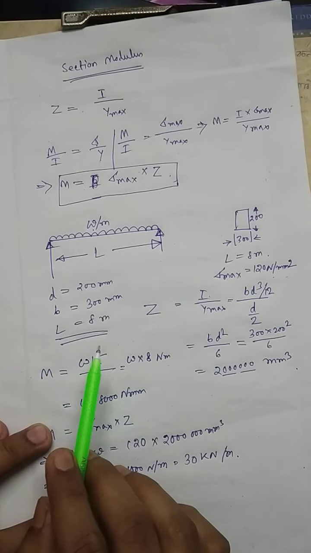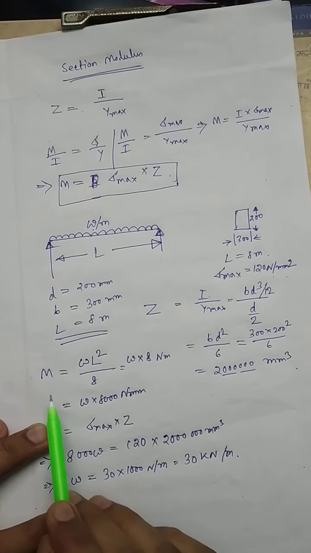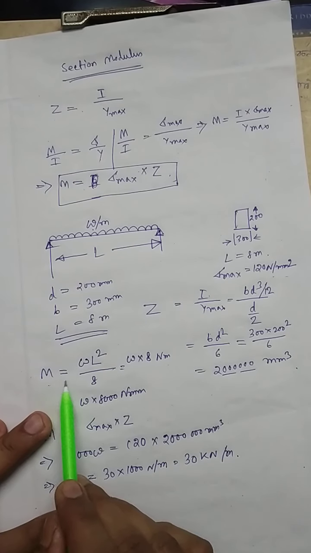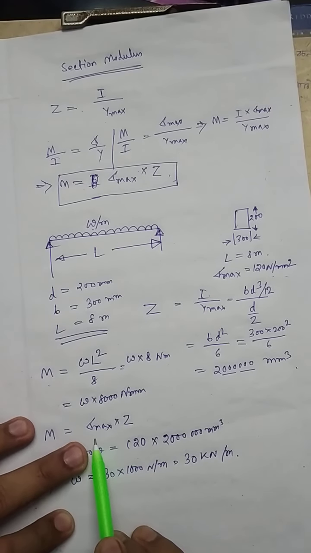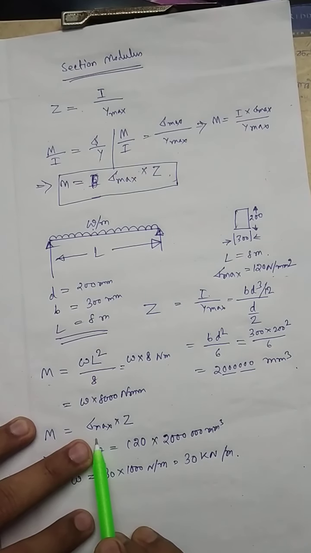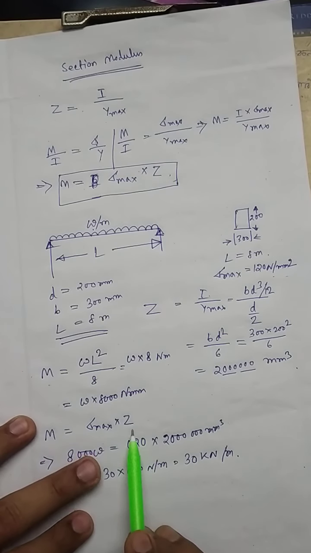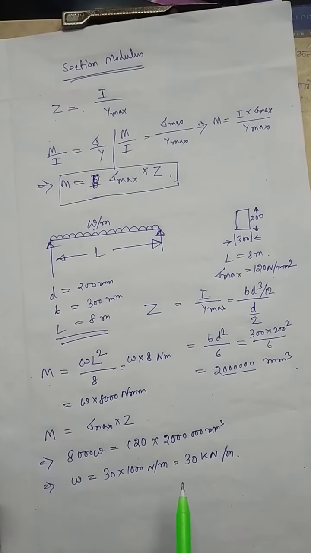So first, from the shear force bending moment chapter we have learned the bending moment, and then we equate it with the formula we have found now, sigma max into Z. So this is how we need to solve the problems.